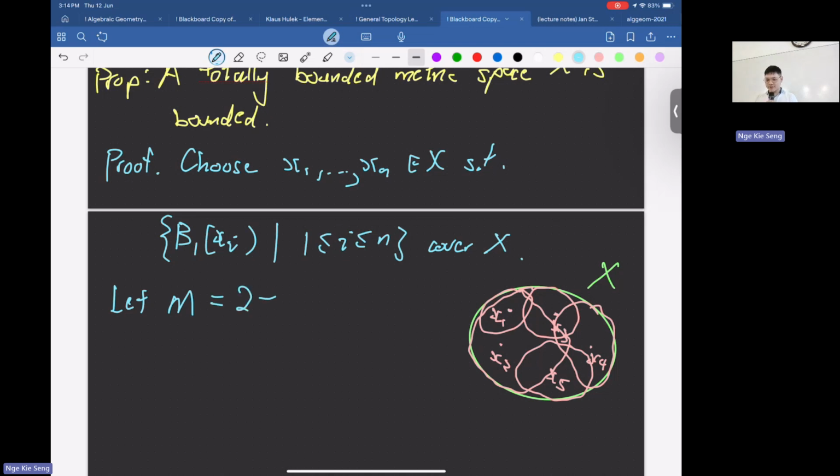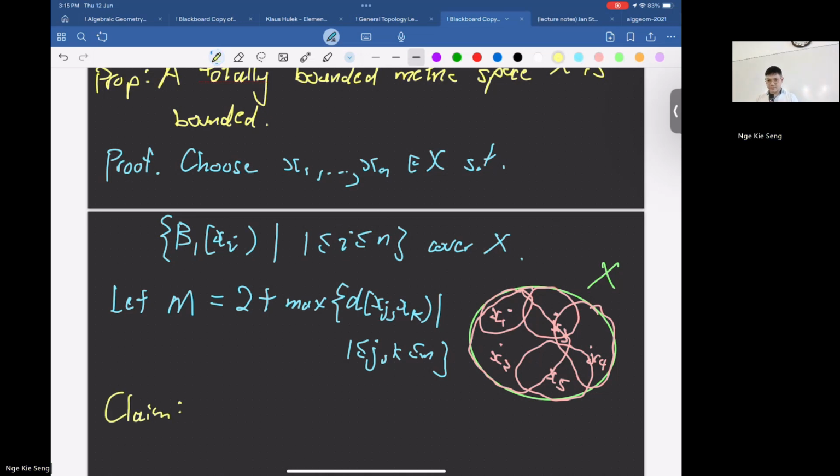Let's pick 2 plus the maximum distance between all these centers. You can do this because we only have finitely many centers here. So the claim is this, let's write it down: for all x, y in X, d(x,y) is less than M. So you use the triangle inequality.